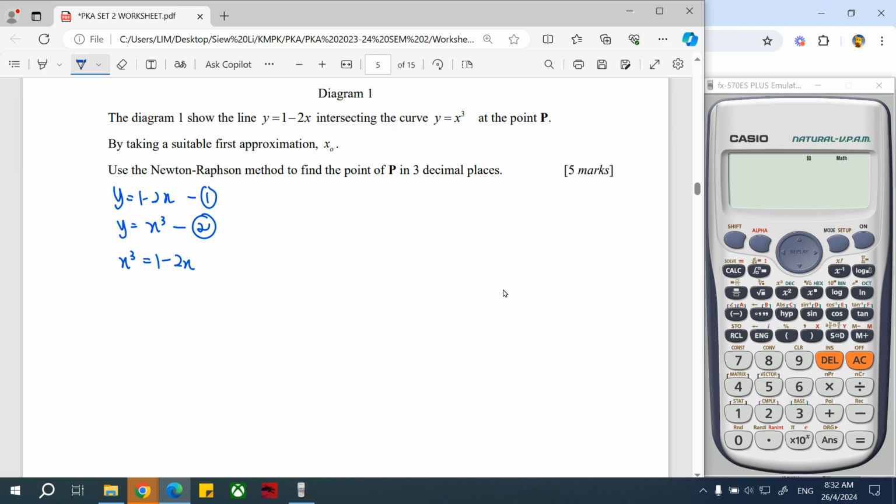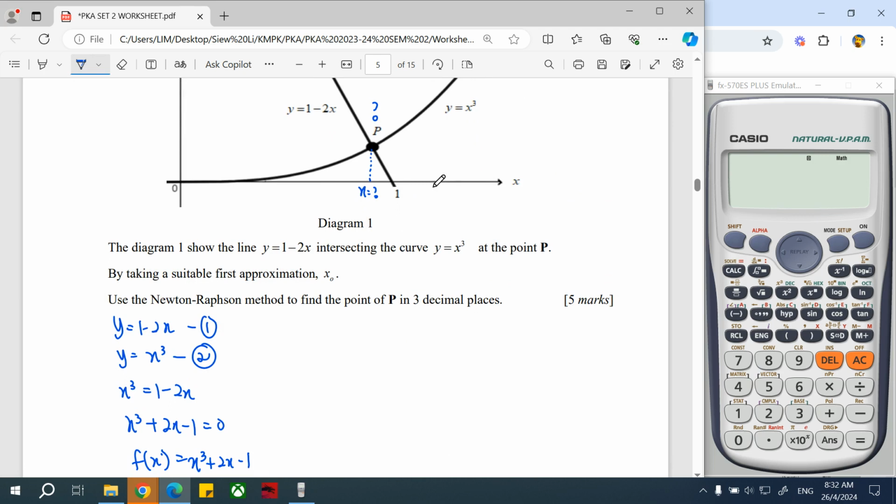So this is your non-linear equation, and the Newton-Raphson method can be used to solve a non-linear equation. Before we can do that, we have to make it equal to 0 as a function. So this equation becomes the function x cubed plus 2x minus 1 equals 0. Then for the Newton-Raphson method, you need the differential function. So we differentiate x cubed and get 3x squared. Then 2x gives 2, and differentiating the constant gives 0.